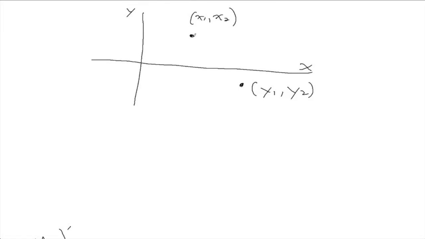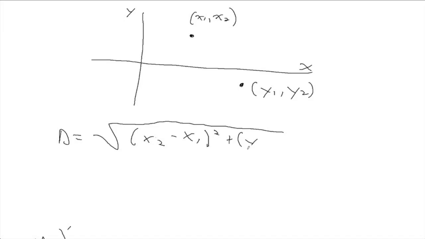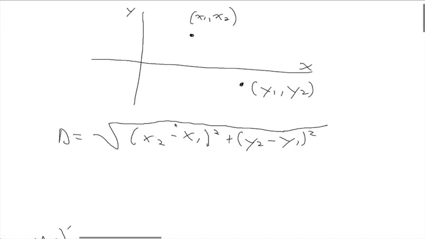So how would we find the distance between these 2 points? Well, it turns out that we can use what's called the distance formula. Here's the distance formula. This formula is very easy to prove using the Pythagorean theorem, but we'll save it for a minute and not prove it. We'll just memorize it. So here's the distance formula.